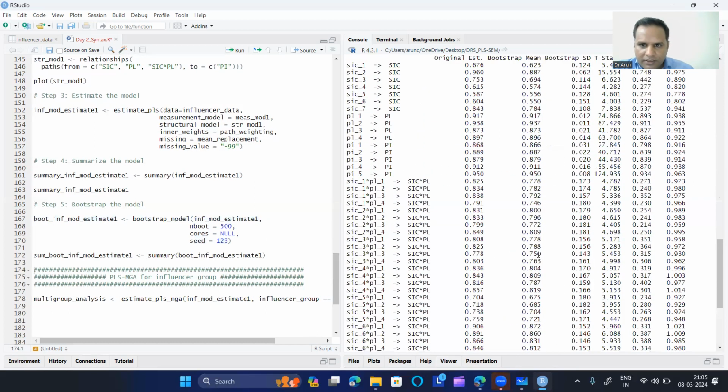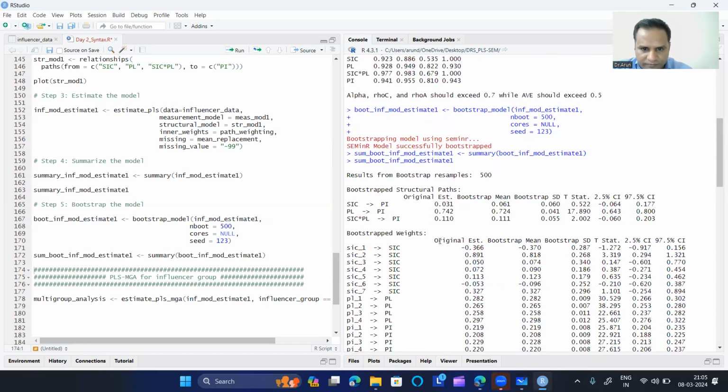Now here you can focus. First of all, the bootstrap: SIC to purchase intention is not significant. Perceived liking to purchase intention, yes, this is significant. And this interaction term, SIC into PL, again is not significant. But can you see these T stats? There is a dichotomy. Your T stat is significant, but your confidence interval is not significant. You should always trust the bootstrap results.